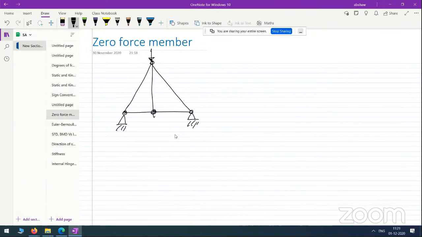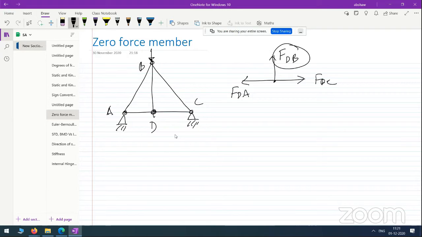In this case, suppose it is A, B, C, and D. And if you look at member BD, it is a zero force member. Why? The force in member BD is zero. If we draw the free body diagram of joint D, naturally this is F_DB, and this is F_DC, and this is F_DA. So there is no force, either external or internal, to balance F_DB. So F_DB will be zero, right? That's why it is a zero force member.